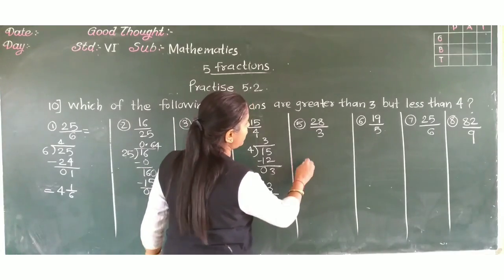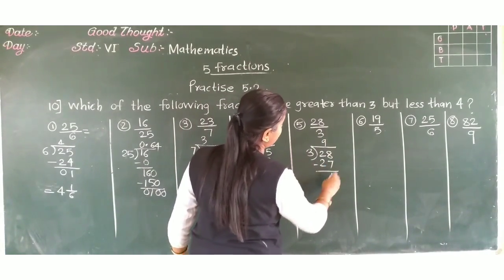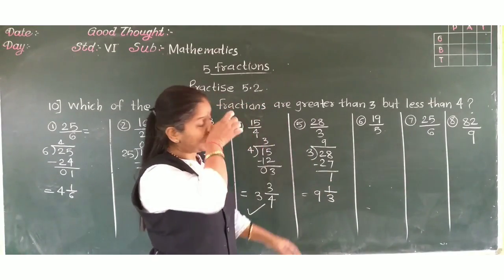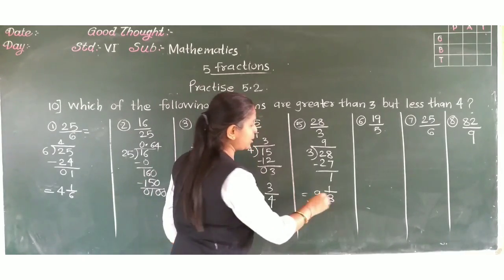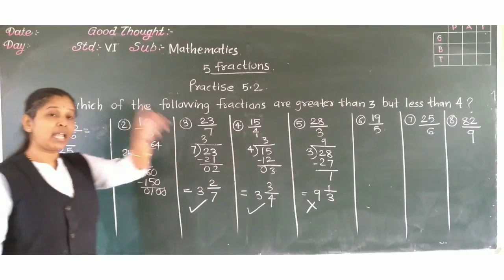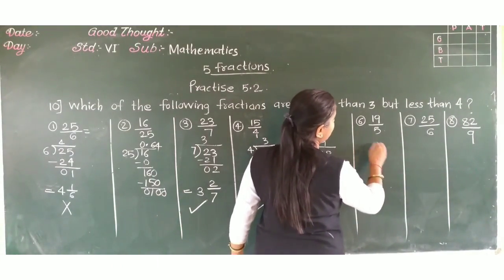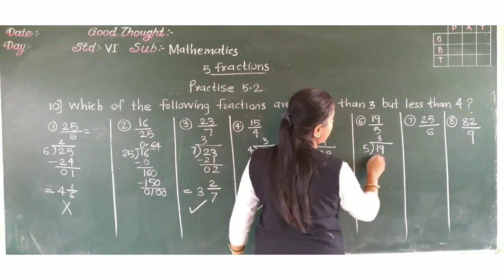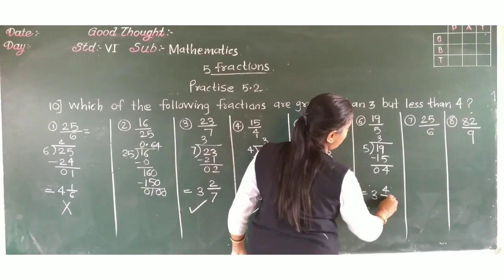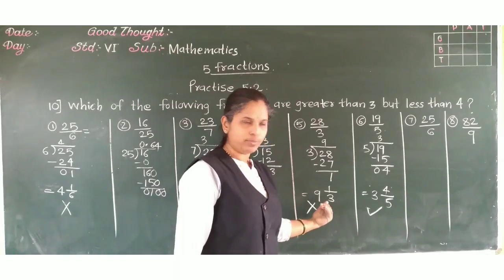Next 28 and 3. 3 9s are 27. So this is 9 and 1 upon 3. It is greater than 4. So no, this we can't take. Okay, because it is greater than 4. Similarly, this also, see, it is greater than 4. We want greater than 3 but less than 4. So this we can't take. Next 19 divided by 5. 5 3s are 15. So how to write it? 3 and 4 upon 5. So yes, see it is greater than 3. Correct? But less than 4.